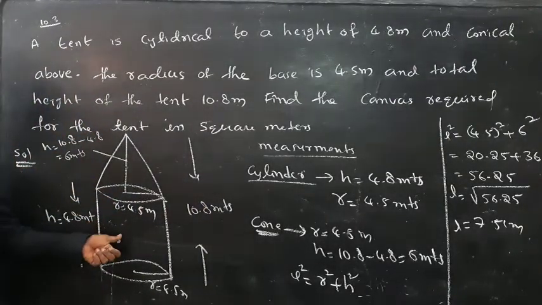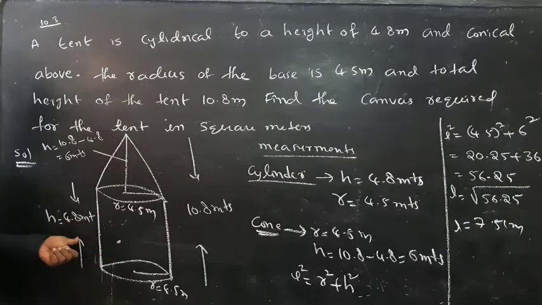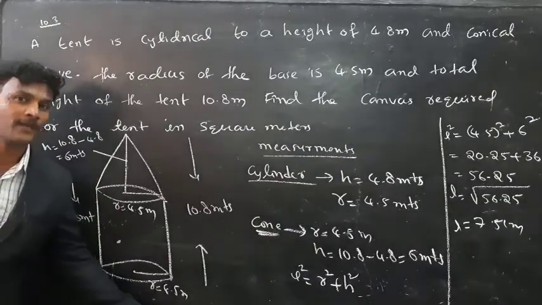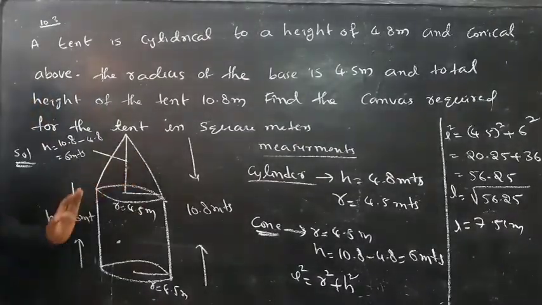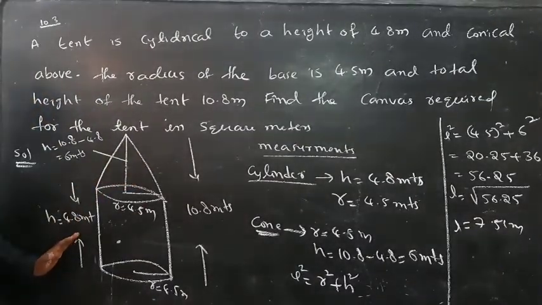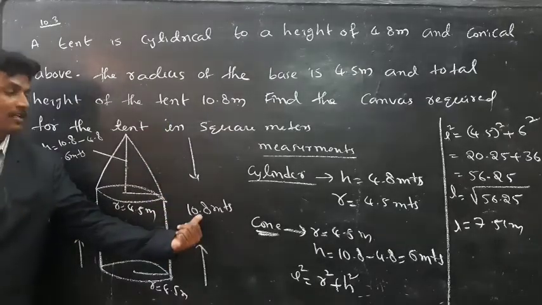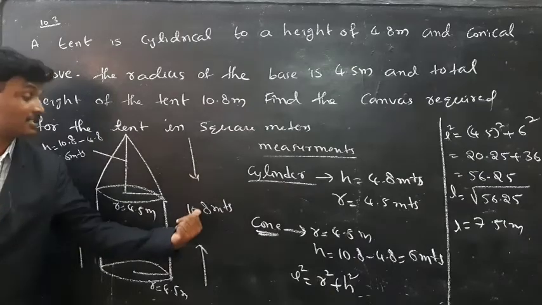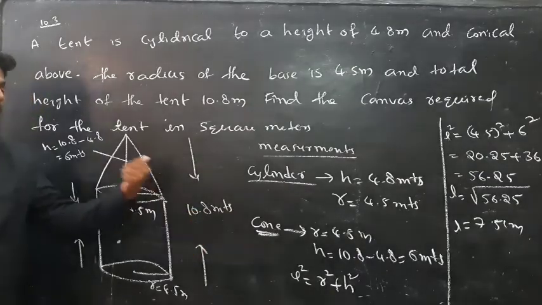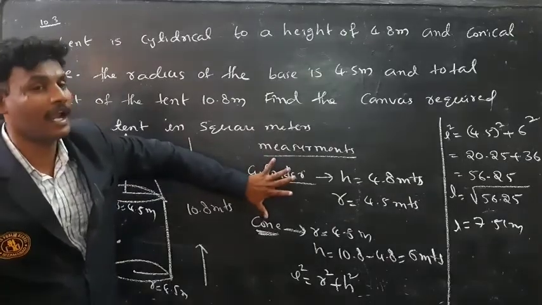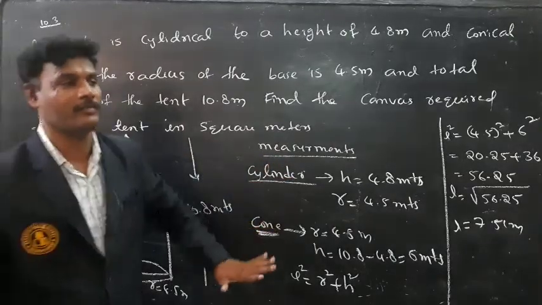Once again I am repeating the question. Here there is one cylinder. The height of the cylinder is 4.8 meters and the base radius is 4.5 meters. Here I know the height of the cylinder and also the total height of the tent. The total height of the tent is 10.8 meters. So from this, the height of the cone is 6 meters. Now we have the measurements of the cylinder and also the measurements of the cone.